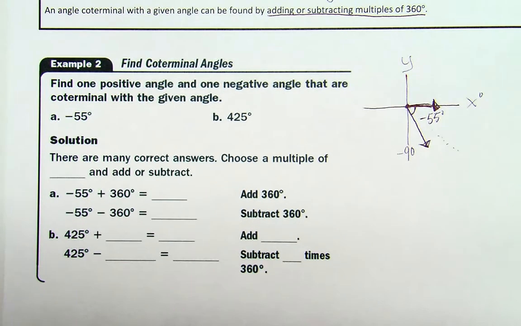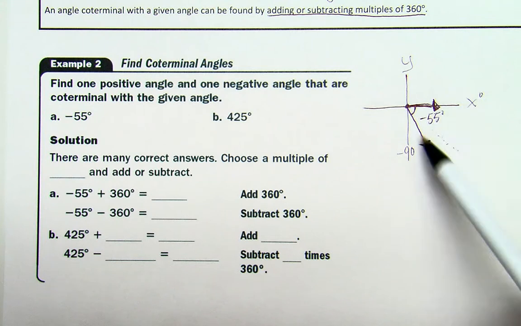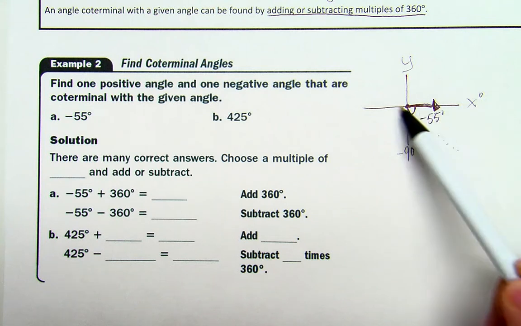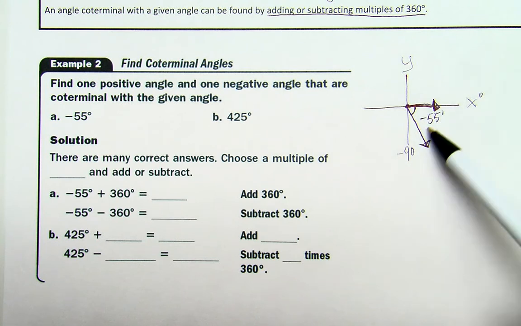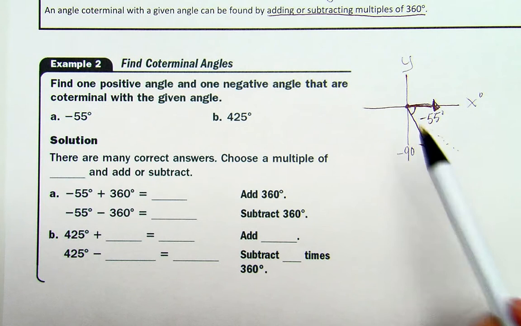So we want to come up with a positive angle and one negative angle that would give us an angle that would coexist in the same spot, meaning your angle is going to look exactly like this, but it's going to have a different angle measurement. So two other angles that coexist in the same spot, off to the right-hand side. So how we do that is we add or subtract multiples of 360.